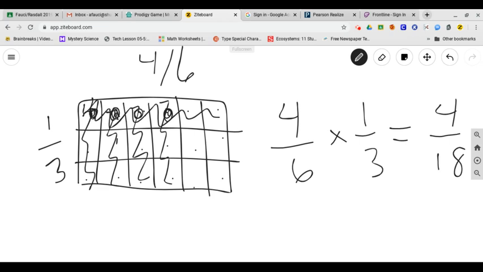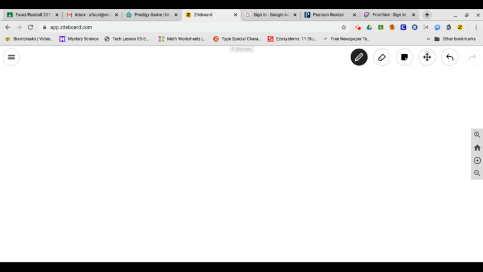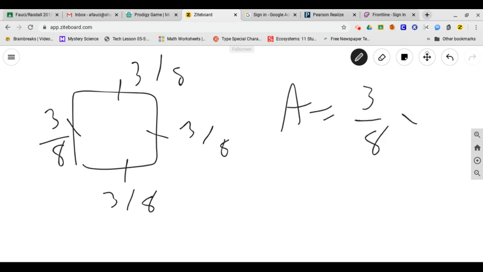So real simple. Obviously, if it just asks you to find the area of a square, which I'll do now, they may only give you the area of a square. They may say, okay, here's the square, and you only know one side. Let's say that side is 3/8. Well, in the case of a square, if this side is 3/8, that means that all of the sides are 3/8. So you would do 3/8 times 3/8 because it's length times width. And 3 times 3 is 9. 8 times 8 is 64.